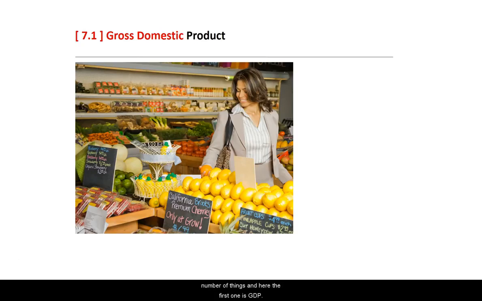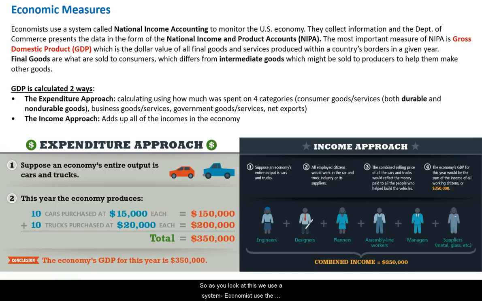The first one is GDP. Economists use a system called national income accounting to monitor the U.S. economy. They collect a bunch of data, and usually the Department of Commerce will put this all together into what we call the national income and product accounts. The main thing they are going to look at is GDP, which you can see in red here. This is the total dollar value of all final goods and services produced within a country's borders in a given year.